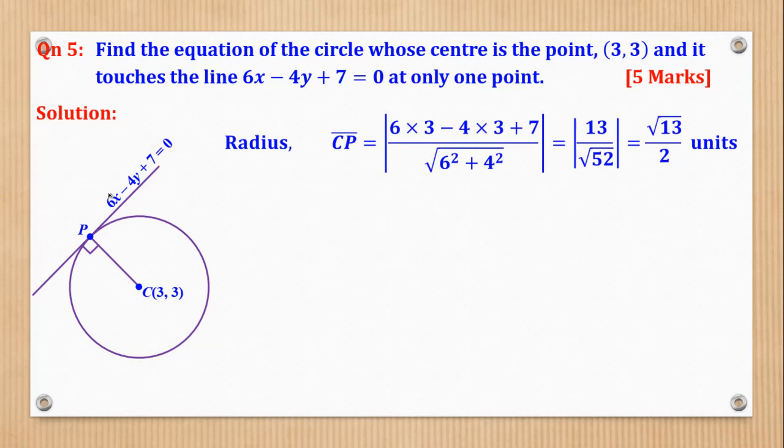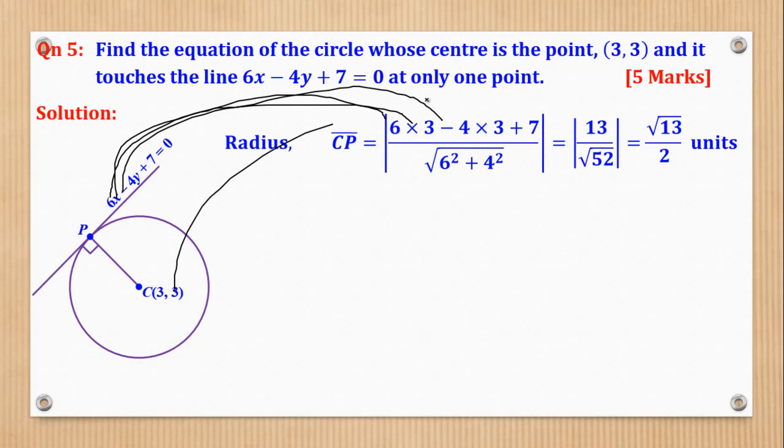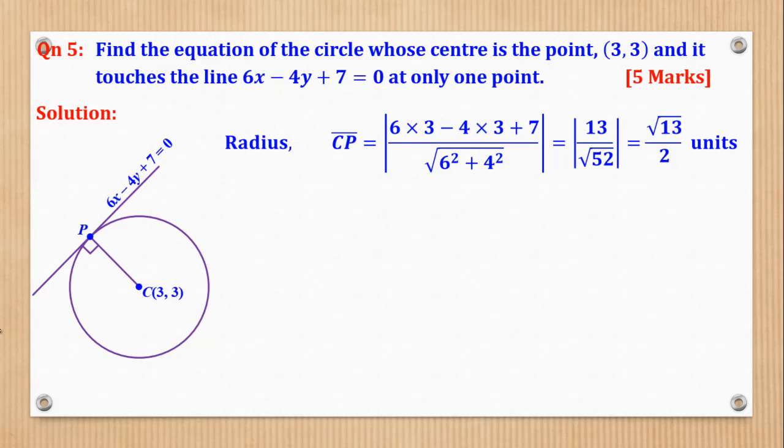So I'll substitute 6 times x, which is 3, minus 4, which is here, times y, which is 3, plus 7, over the square root of the squares of the coefficients. So coefficient of x is 6, so which is 6 squared, and y is negative 4. You square it, it becomes 4 squared. Everything under square root. So that formula is available in your logbooks. So simplify and come up with the radius.